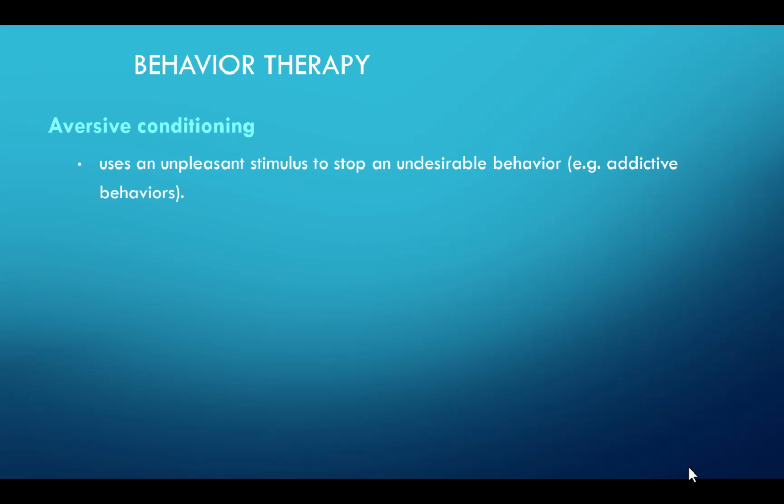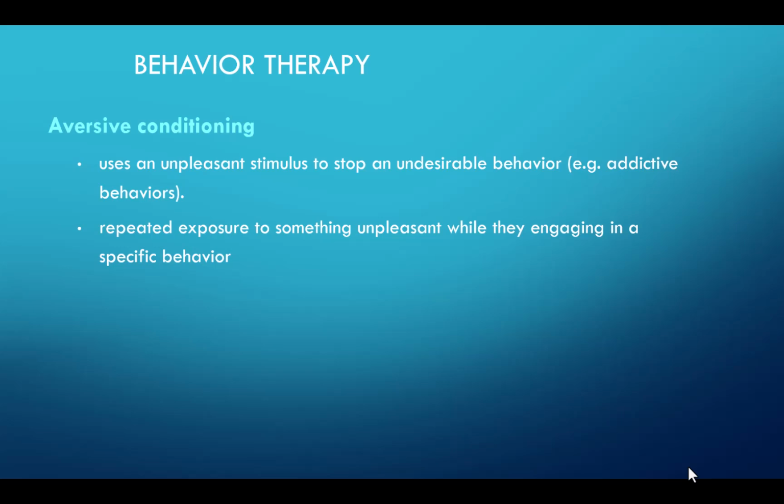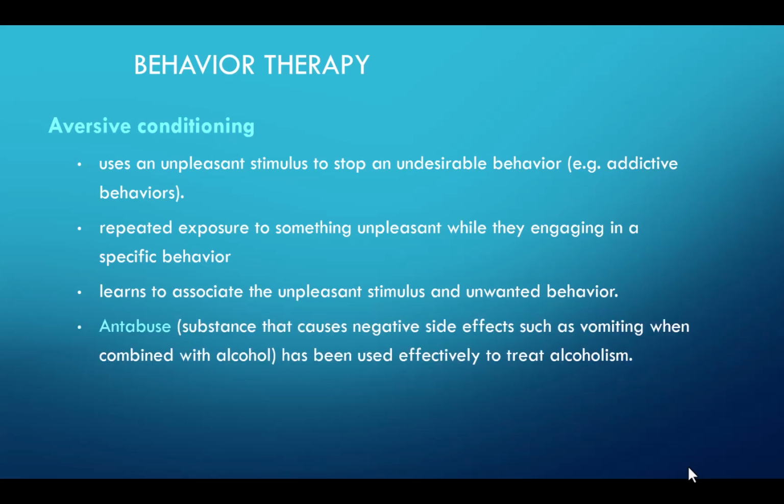In aversive conditioning, the client's going to be repeatedly exposed to something unpleasant, such as maybe a mild electric shock or a bad taste, while they engage in behavior that they want to change. Over time, the client's going to learn to associate the unpleasant stimulus with the unwanted behavior. So an example of this is Antabuse.